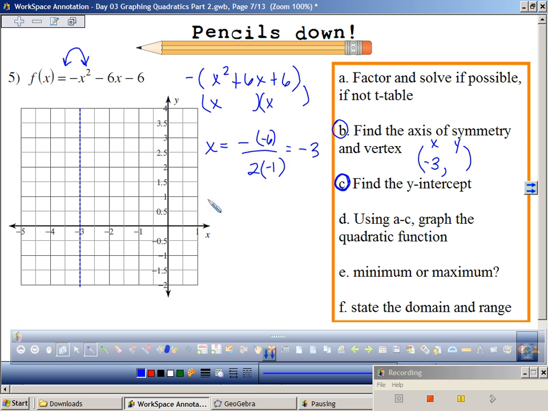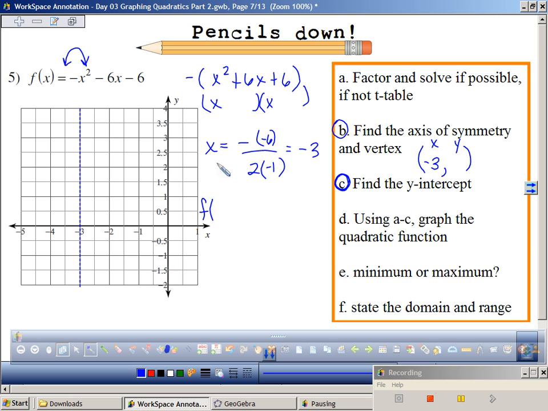So, would you guys rather me use y? Is that more warm and fuzzy for you? No? Instead of f of x? Does it matter? Okay, good. Then we should do f of x, because that's like big boy math.